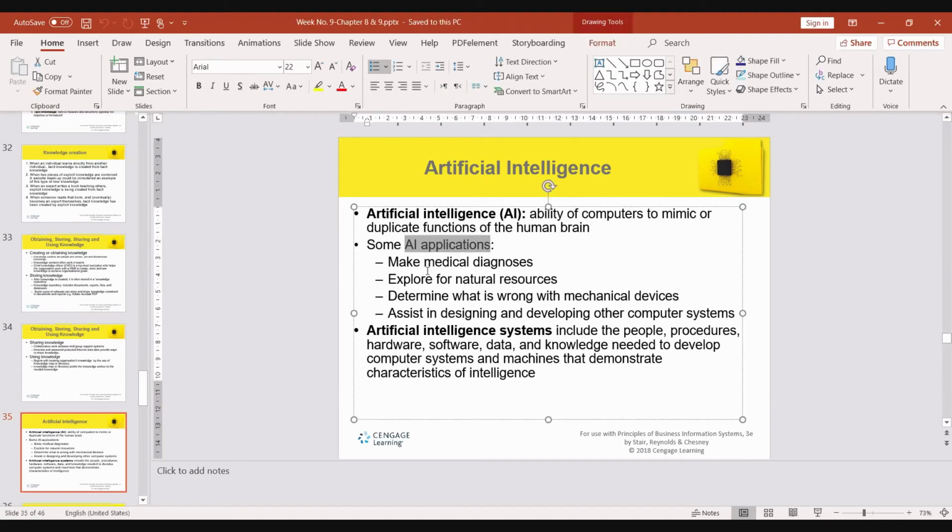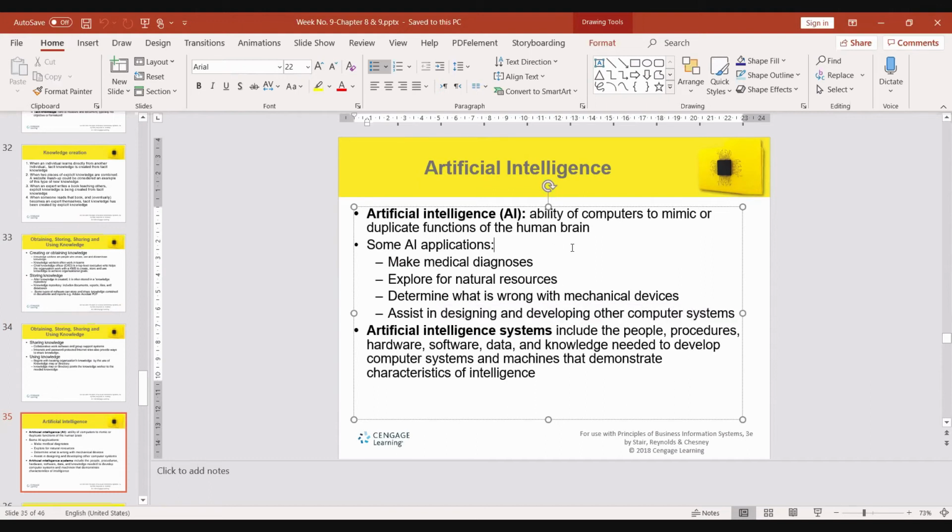Some AI applications are medical diagnosis and exploring natural resources, like finding oil reserves. So you can use some systems, GIS related. You can take pictures from the satellite and do some analysis. The system can do the analysis intelligently. Other applications determine what is wrong with mechanical devices and assist in designing and developing other computer systems.